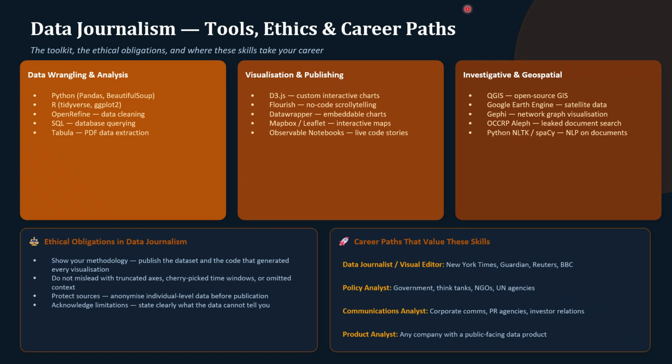So let's cover the tools and the ethical obligations and where data journalism skills take your career. The tools break into three categories. The first is data wrangling and analysis: Python with pandas and Beautiful Soup for web scraping, R's tidyverse for statistical analysis, OpenRefine for cleaning messy public data, and Tabula for extracting the tables trapped inside PDF reports.